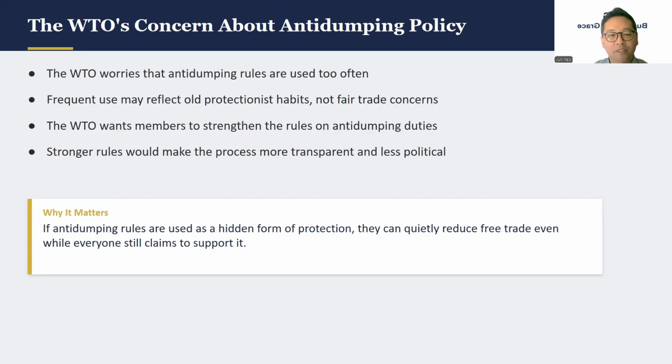Why does this matter for business? If anti-dumping rules are too easy to use, they can become a quiet form of protectionism. A country can claim it supports free trade while still blocking imports through anti-dumping cases. This is one reason international managers must watch trade policy carefully, not just tariff rates on paper.